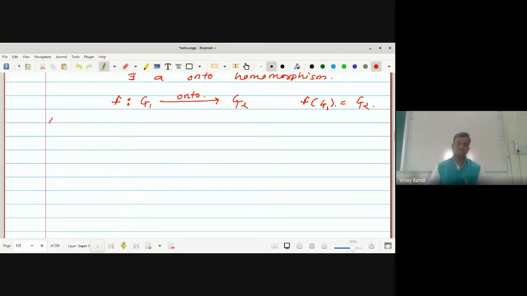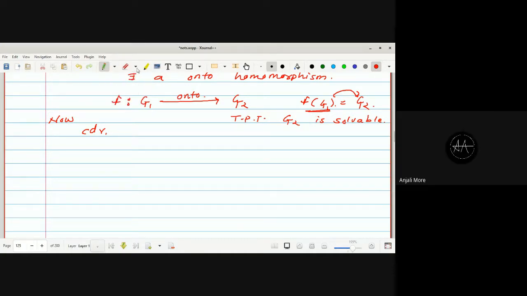Now consider this G1 and G2. Now this G1 is solvable. We have to prove that G2 is solvable. G1 is solvable, and you have to show G2 is solvable, that is, the image of G1 is solvable. Did it make sense? Yes, sir.